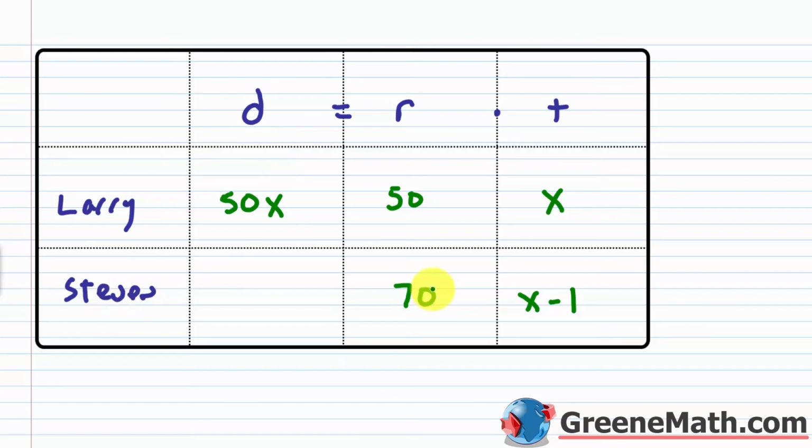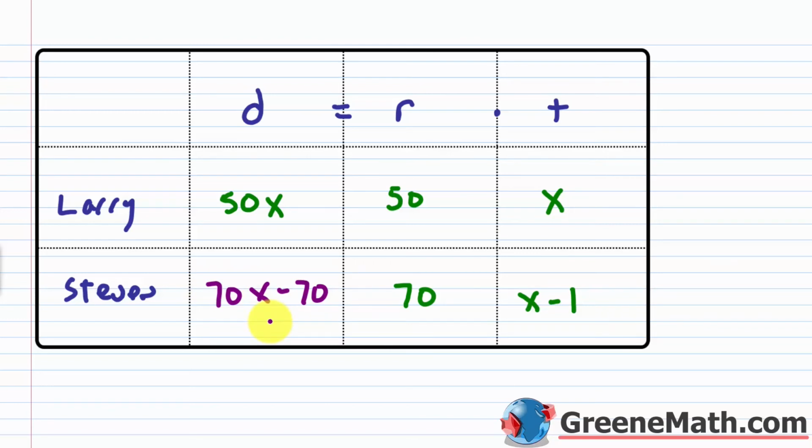So for Stephen, he's going to have traveled 70 times the quantity. Remember, this is a quantity and this is multiplication, so put parentheses: 70 times the quantity x minus 1. You can go ahead and simplify this now because you're going to have to later. This is 70x minus 70. So we'll write this as 70x minus 70, just so that we have it ready to go.